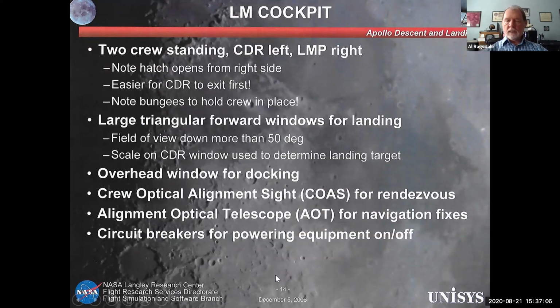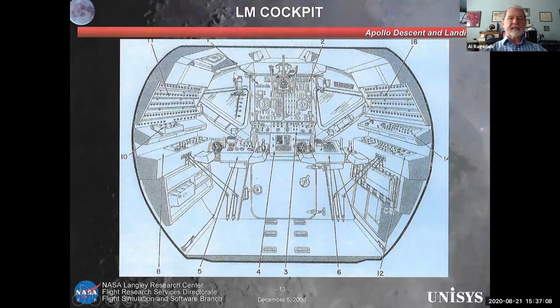There was a sight that they could use, put it here or in that window to measure. You're looking through a sight, so you know when you were lined up with a command module for docking. And this was a telescope that was used to align the inertial measurement unit to make sure you were lined up where you're supposed to be with respect to the stars.